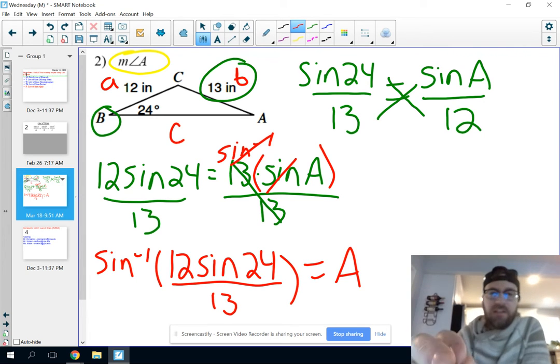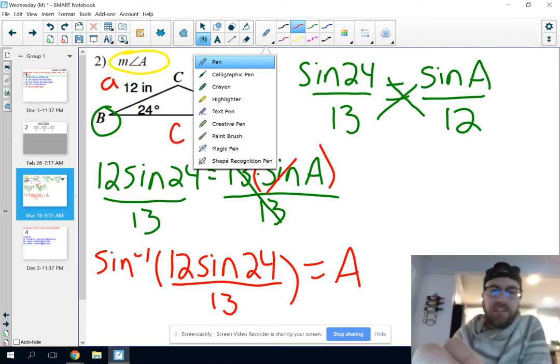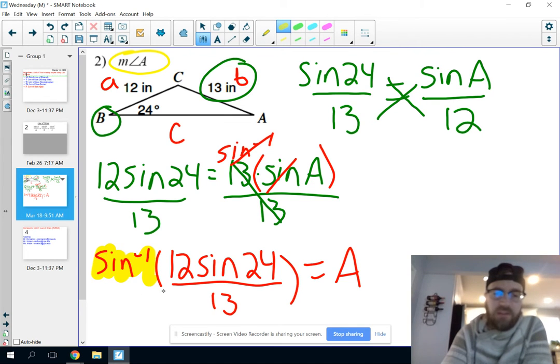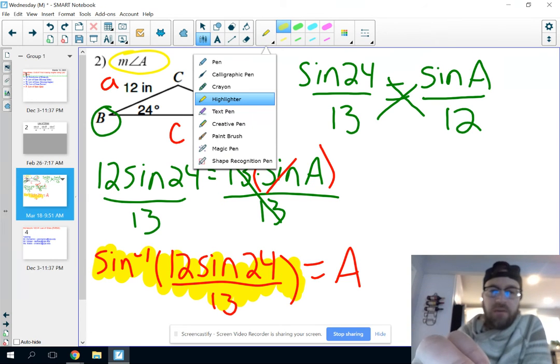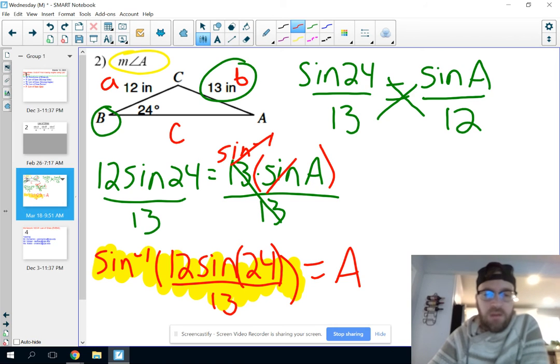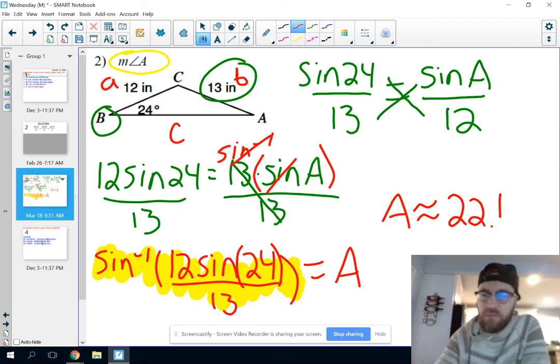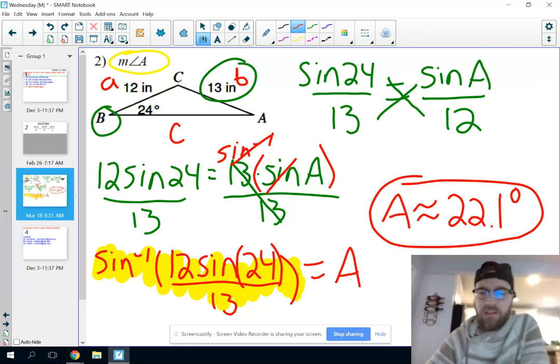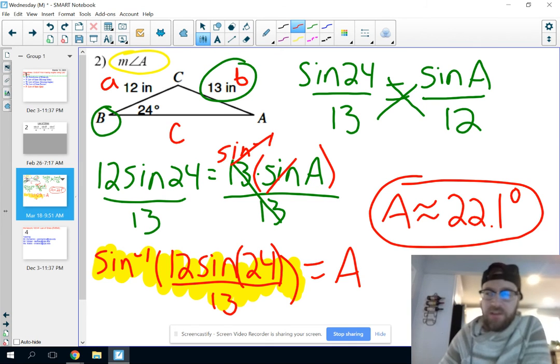What you're going to need to plug into the calculator is what I'm about to highlight, basically that whole left side. The one thing to be careful about when you're plugging it in is to close the parenthesis around the 24. When you plug that all in, you should get an answer, rounded to the nearest tenth, of 22.1. We're finding angles, so all your units of measurement are going to be degrees. Final answer.